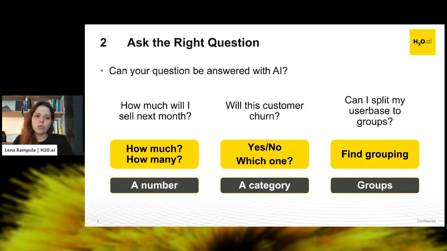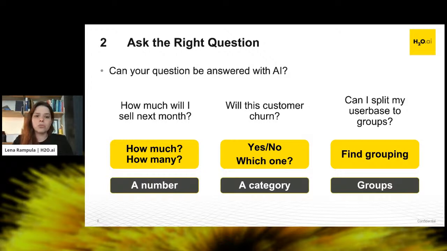So those would be questions where you ask how much or how many, and get a number in the end. Another type of question is a categorical question, where the end result is either a label or a category, and those questions are yes/no questions, or which one of those items in the category will I choose?